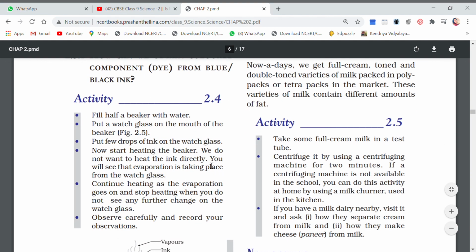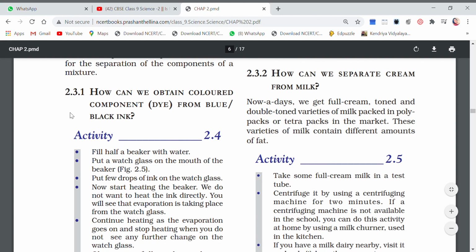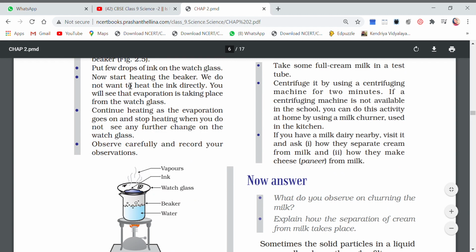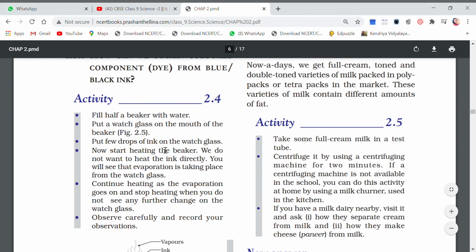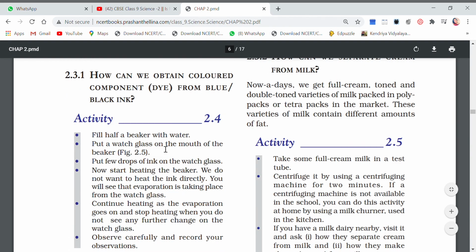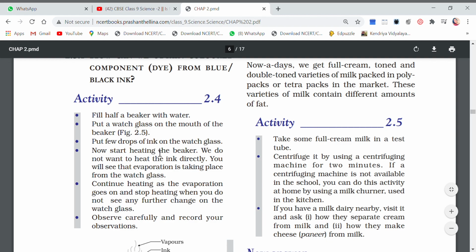Now we come to the writing part. Children, you have to write in your registers. This is the question. The question is already given to you. How can we obtain colored component dye from blue black ink? Now this is your question and this is your answer. You have to write the whole procedure and you have to draw the diagram also. Okay, this is your first question.